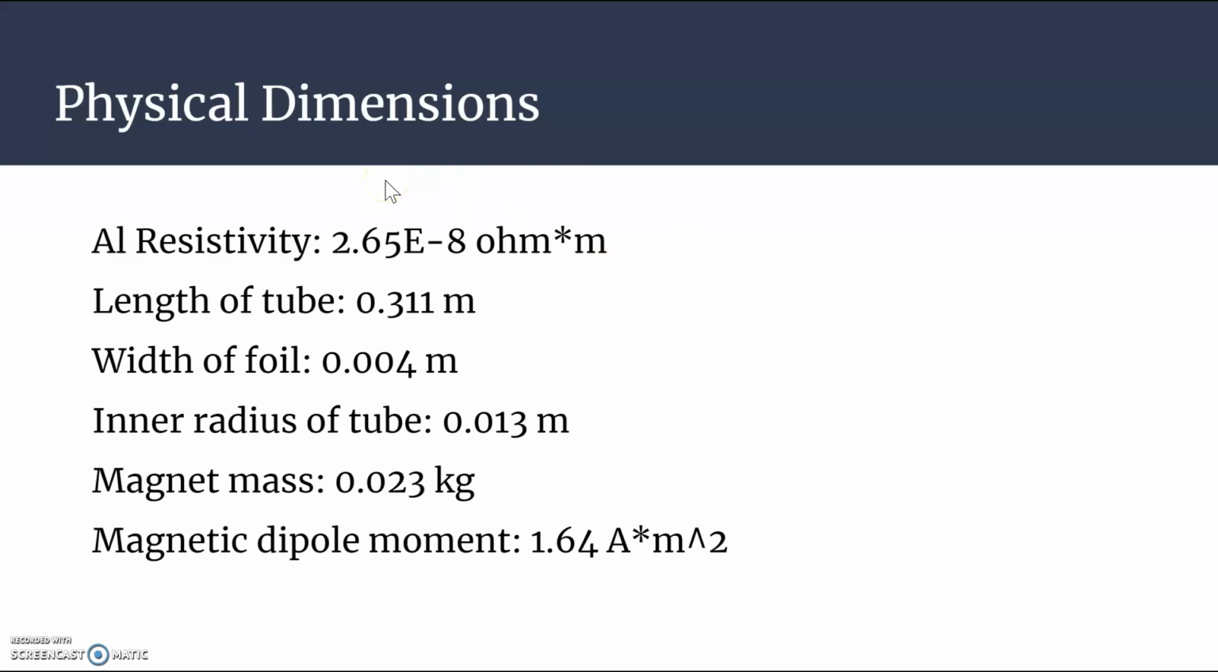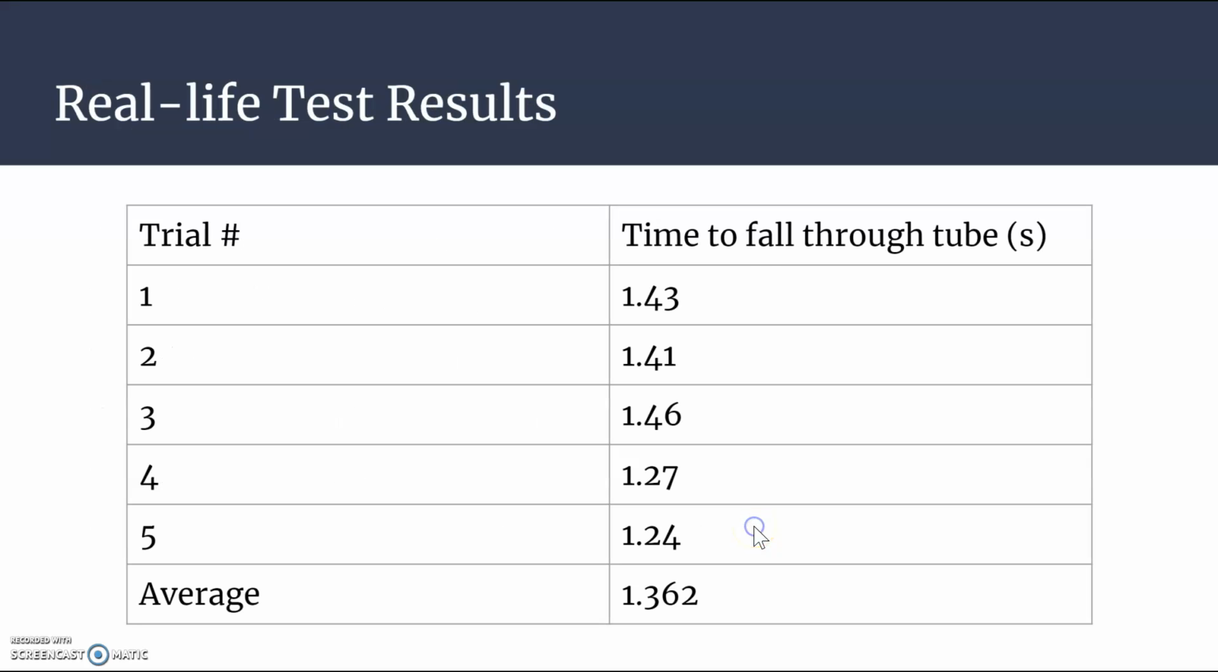Some physical dimensions in this lab: the aluminum's resistivity was as shown. The next three data points are some important facts about the tube itself, and then these last two are some statistics about the magnet, including the magnet's mass and its dipole moment, which were used in the computational model. So some real-life test results that we got were as shown below.